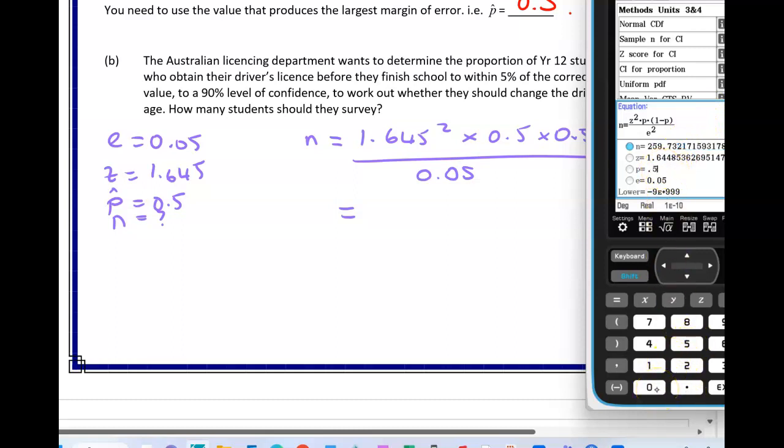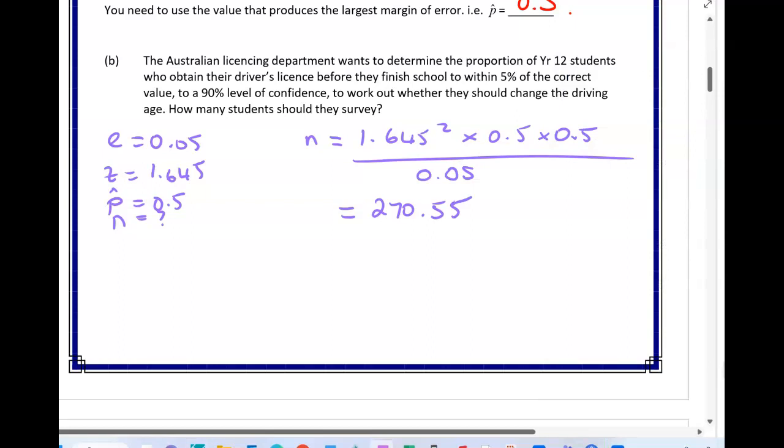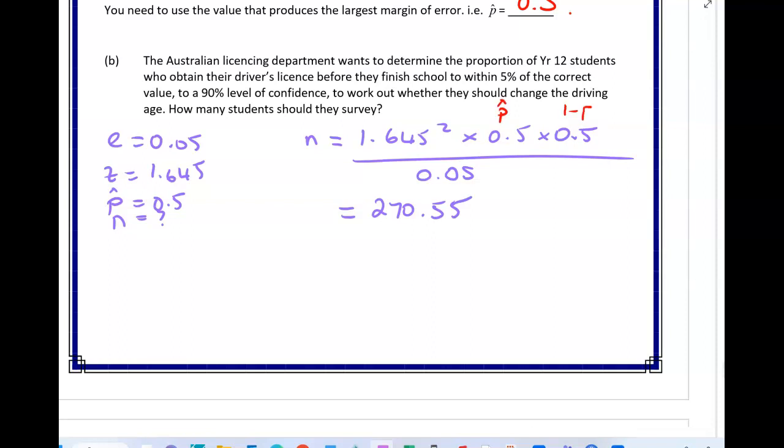So I've already got my Z-score established in my E activity. So according to the E activity, 270.55. But this time I wrote the working out manually, so you can see what I mean. Just put your Z-score in, your P hat and your 1 take P hat, obviously. And so then we say N equals 271. Don't assume it has to be a nice number.